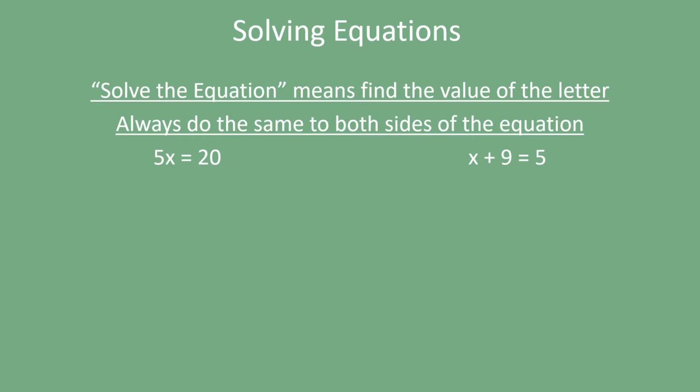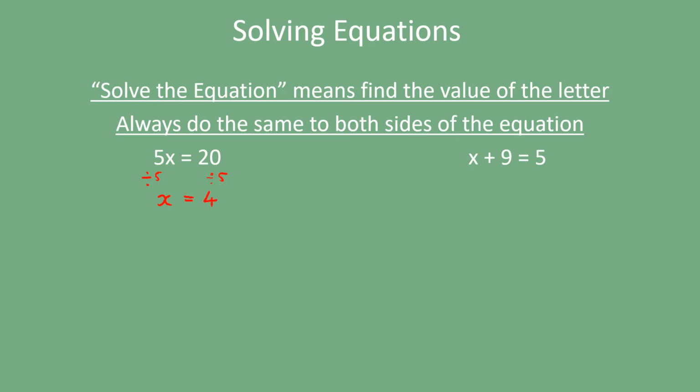Now, we want to do the same to both sides of the equation. So 5x means 5 times x. If we want x on its own, if we want to find the value of that letter, we've got to do the opposite of that. We've got to divide it by 5. So we're going to divide this side by 5. Now, because we've divided that side by 5, always do the same to both sides, we've got to divide the other side by 5. And so we'll end up with x equals 4.